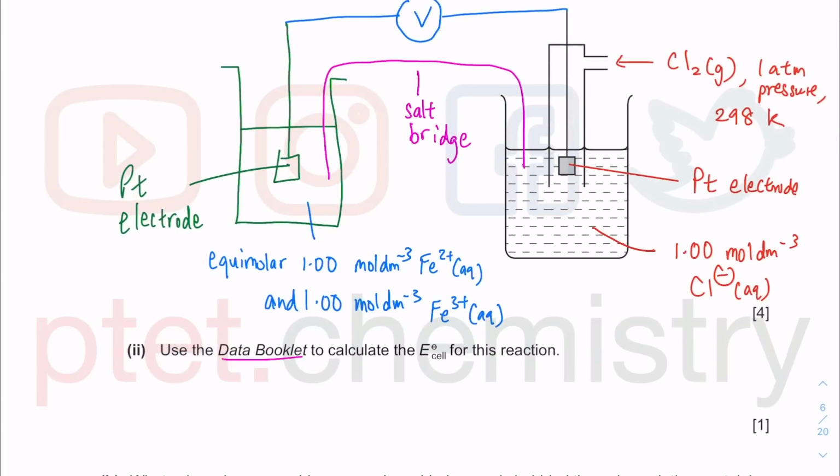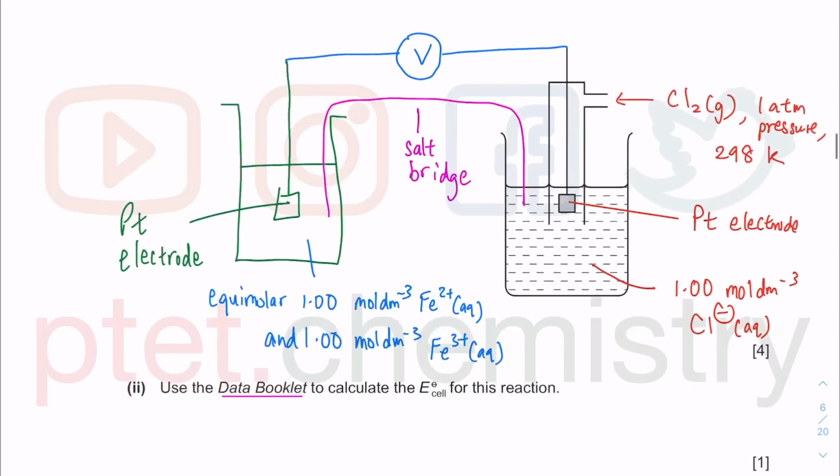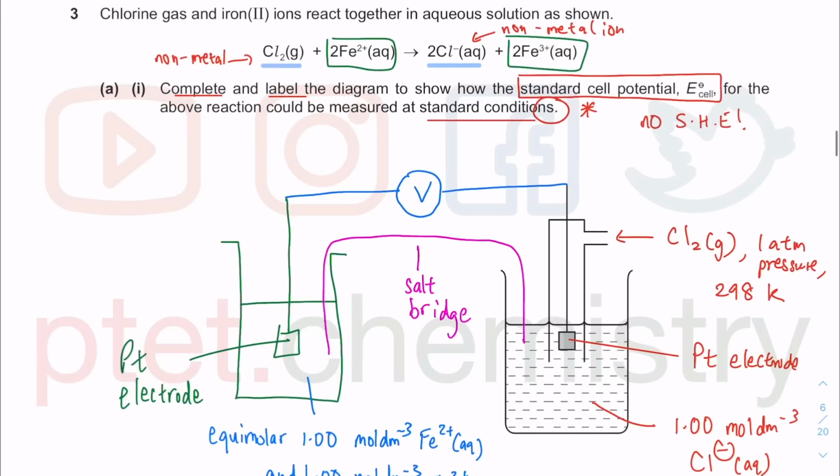Now use the data booklet. Again, in the new syllabus, in the new 2022 specifications, the data booklet is no longer a separate booklet. It is now inside the question paper itself, where you'll be given the data. So by looking at this, you have to choose carefully. This is iron 2 going to iron 3, so that is your oxidation. So you will see in the data booklet or whatever data you're provided, you have to choose the one that looks like this, iron 3 going to iron 2.